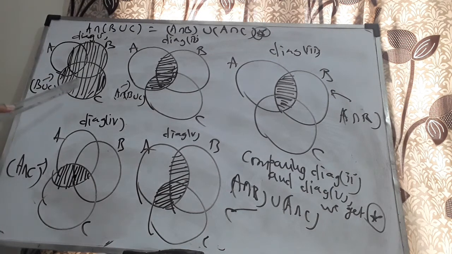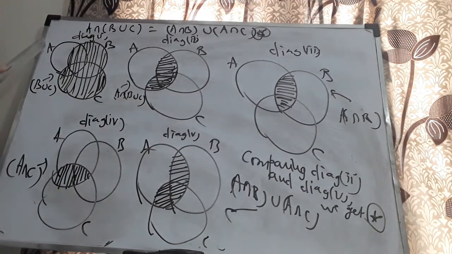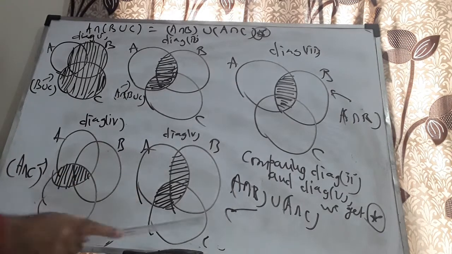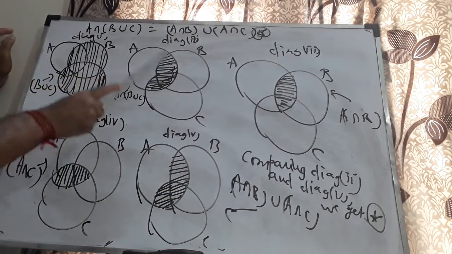Let me explain once again. I take 5 different diagrams in which I have 3 intersecting circles. I'll mark A, B, C in the same order. I should not change the order. This is B union C. A intersection (B union C): only this much is a common portion.